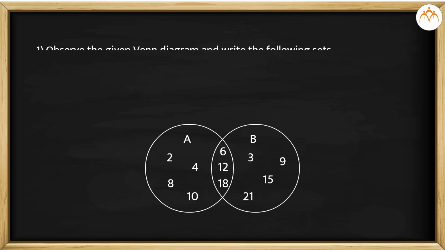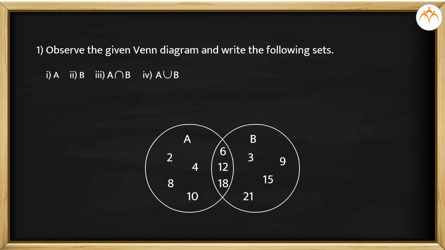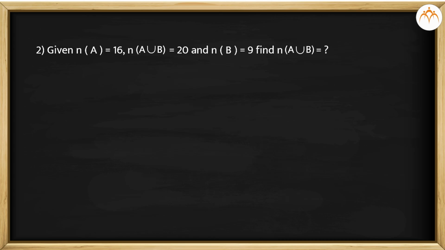Exercise. Observe the given Venn diagram and write the following sets: A, B, A intersection B, A union B. Also, verify the formula n(A union B) is equal to n(A) plus n(B) minus n(A intersection B). Given n(A) equal to 16, n(A union B) is equal to 20 and n(B) is equal to 9. Find n(A intersection B).